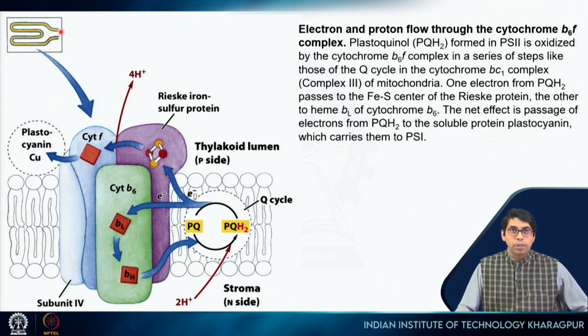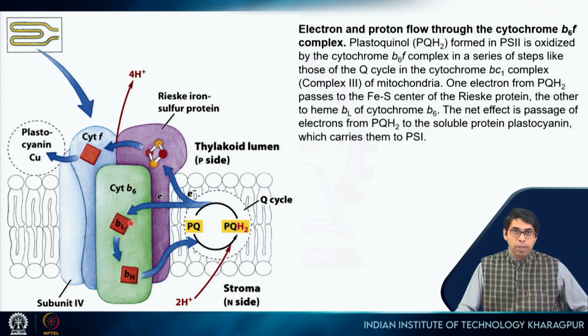So this is the thylakoid membrane, and in that membrane we have this cytochrome b6f complex. So plastoquinol is formed in photosystem 2. It is oxidized by this complex in a series of steps like those of the Q cycle in the cytochrome bc1 complex of mitochondria. So this is something that we have seen, right? We have seen that ubiquinone gets reduced to ubiquinol and then it passes off its electrons, right. So, in this case it is plastoquinone which gets reduced to plastoquinol and then it passes off its electrons here.